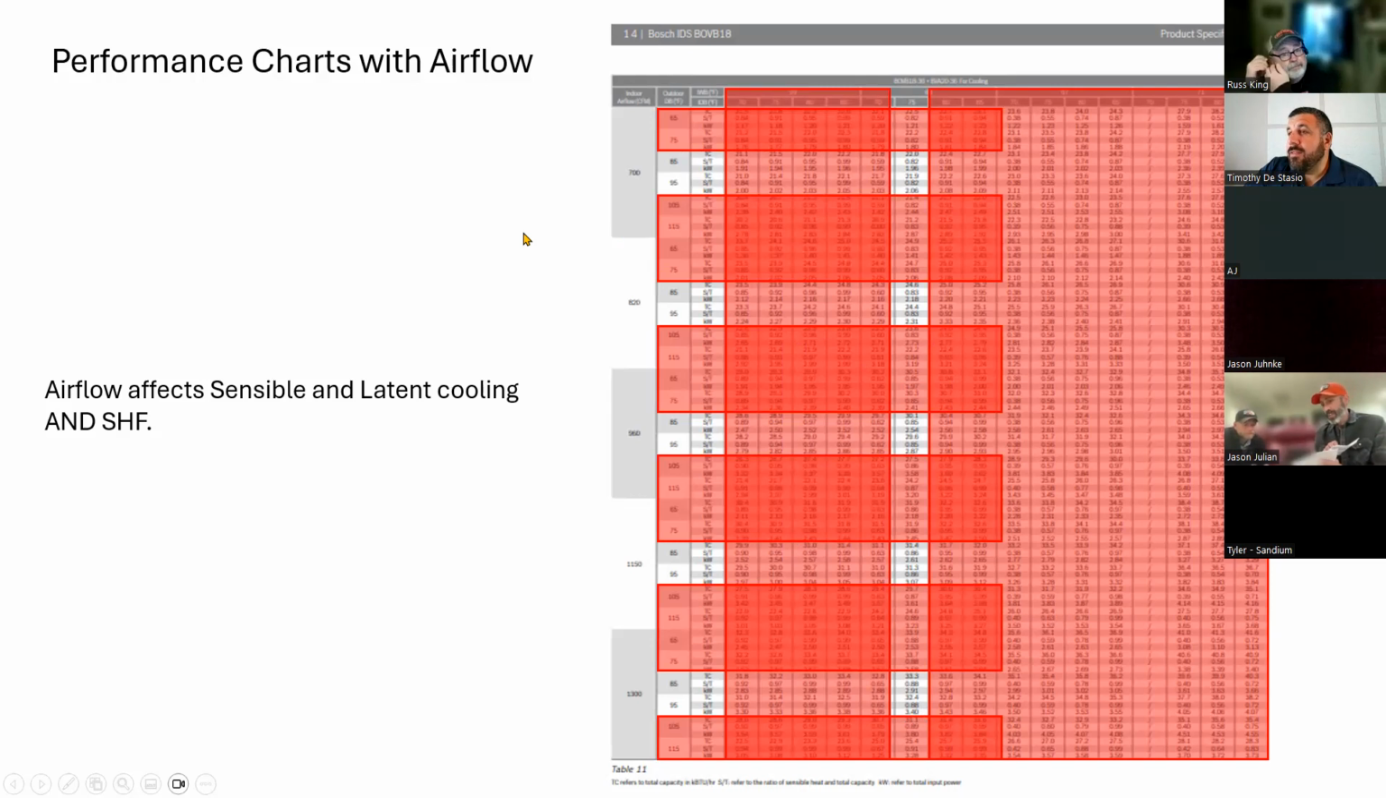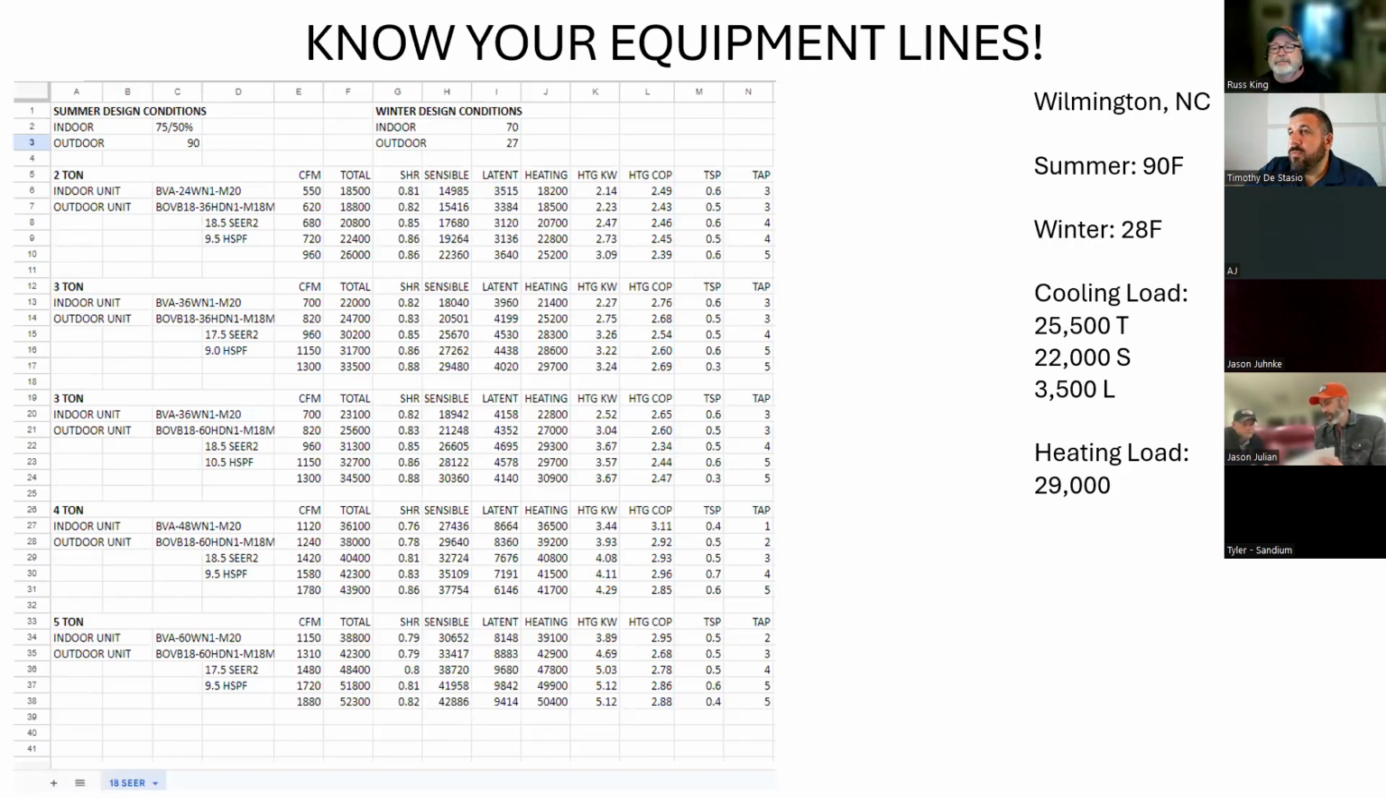In fact, what I suggest that you do is take this information and build your own spreadsheet. If you don't have selection software, I've built a spreadsheet with the Bosch units that I sell. And I go all the way from 2-ton all the way to 5-ton. I've got all the airflows here.